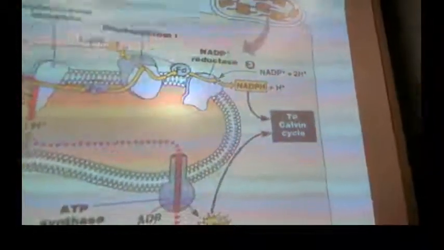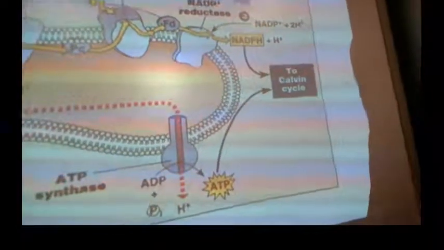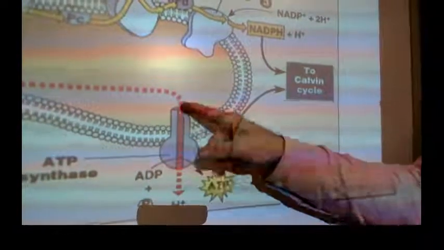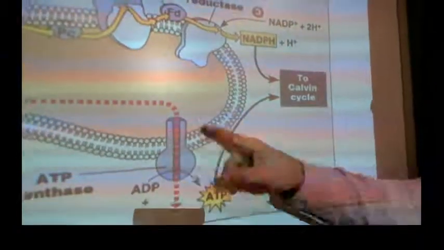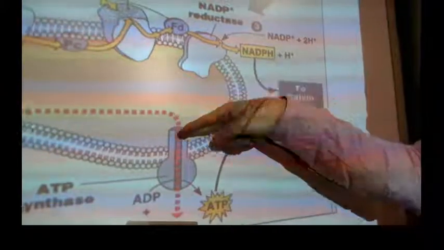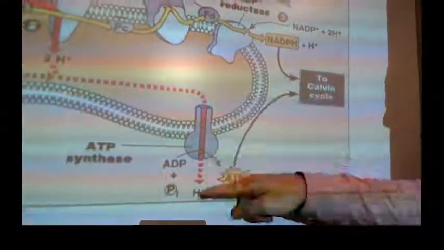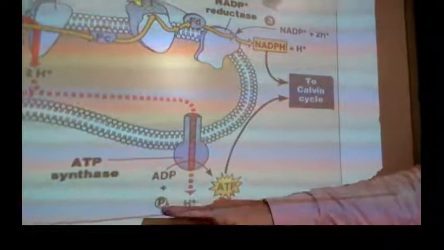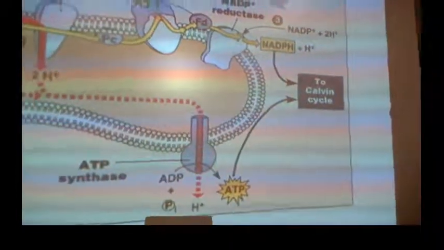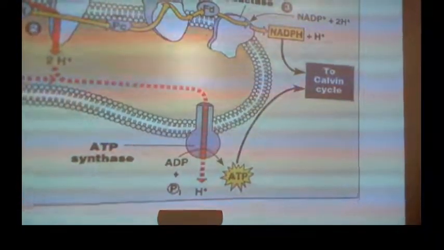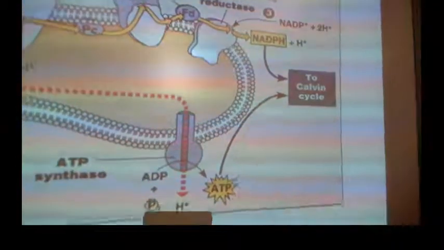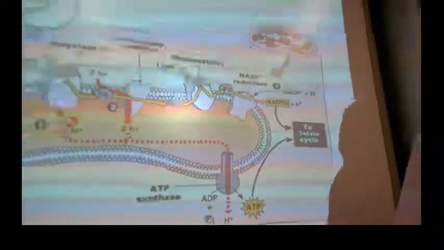And then the last thing that we have down here is our ATP synthase. This is also an integral protein. Basically, each time a hydrogen passes through this protein, it turns ADP plus a phosphorus into an ATP molecule. And then that ATP molecule can be sent to the Calvin cycle.